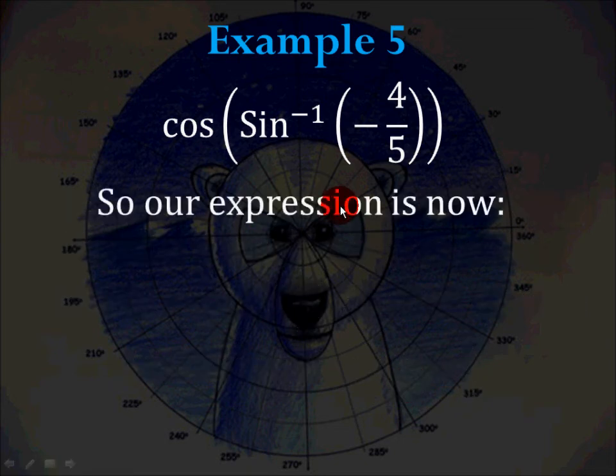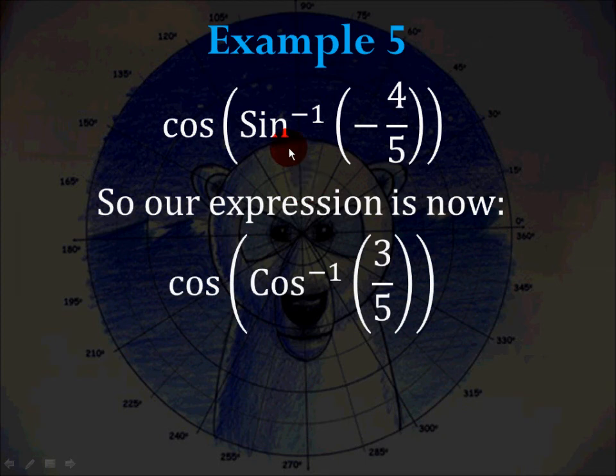So now we can substitute that in for v. So v was the inverse sine of negative 4/5. V was also the inverse cosine of 3/5. Now that we have this problem, this is very easy to solve because by the definition of the inverse, the cosine of the inverse cosine of 3/5 has to be 3/5.